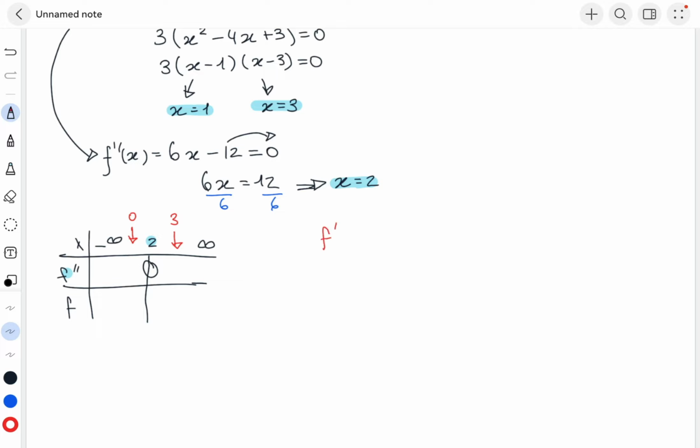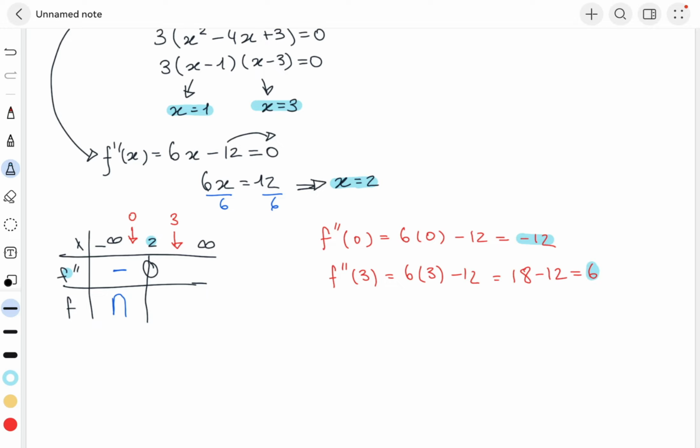And now we replace them in f double prime. So f double prime at 0 is 6 times 0 minus 12, which is negative 12, and we care about the sign of it. So it's negative. Negative means concave down. Now, f double prime at 3, we have 6 times 3 minus 12, which is equal to 18 minus 12, which is equal to 6. 6 is a positive number, so it's positive here, concave up.